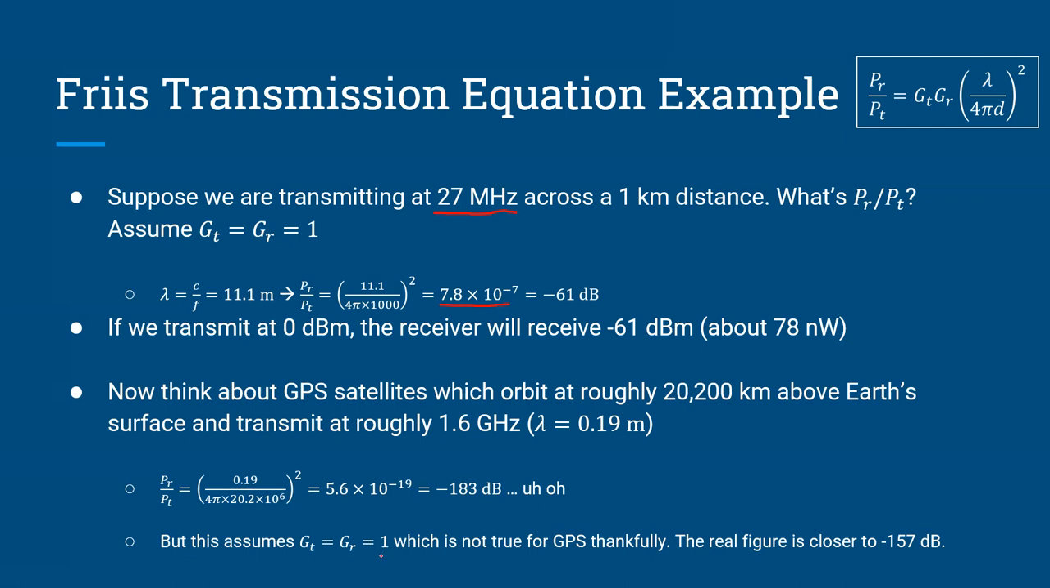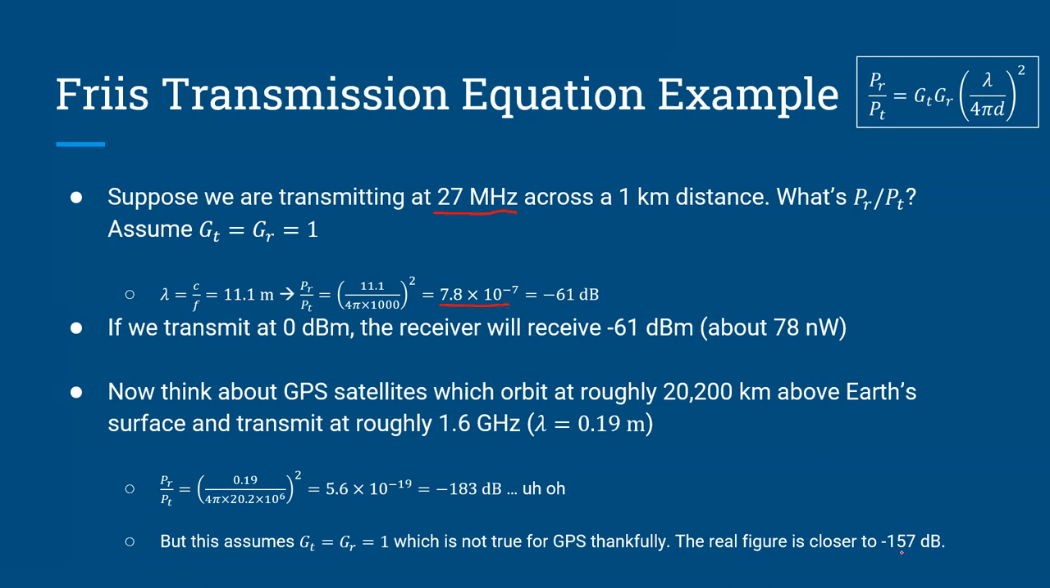So the assumption that GT and GR are one is not good for this particular GPS example, because GPS antennas actually have high gain. What that means is that they're essentially focusing, instead of radiating in all directions, the satellites are focusing energy towards Earth instead of radiating into space, because that would be a waste of energy. So that increases this number. In the case of GPS, I believe it's around 13 dB or so for GT, and then GR depends on your receive antenna. But if we assume GT is equal to GR, then the actual figure for PR over PT comes out to minus 157, which is still horrible, right? Because you're losing around 16 orders of magnitude of power going from transmitter to receiver.